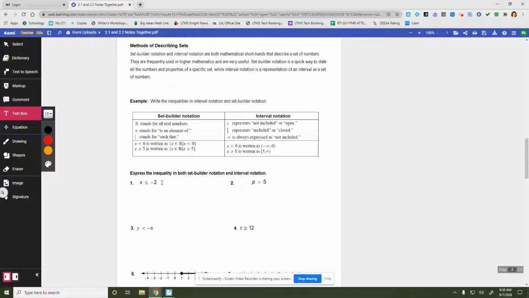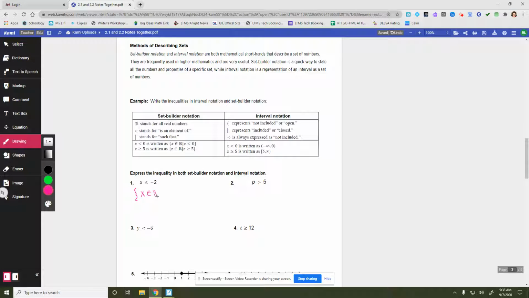So if I was going to write this in set builder, and I say my solution is everything less than or equal to -2, then I would basically say my solution set, and I would open one of these little squiggly brackets, and in this particular case I might say something like X is in all real numbers. It could be a fraction, it could be a decimal.